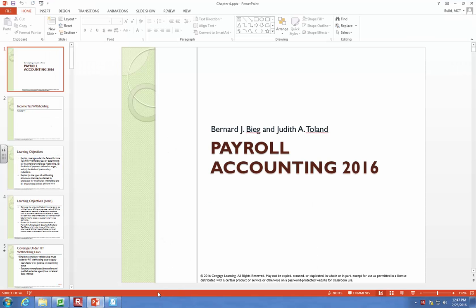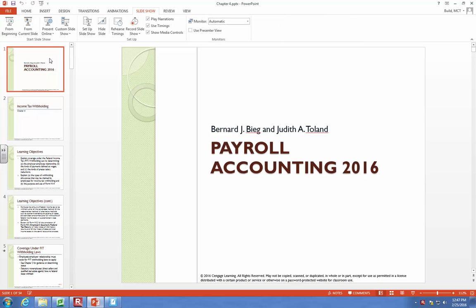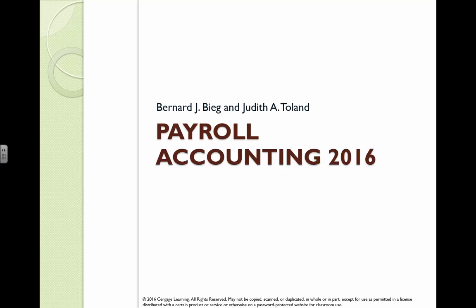So our next item that we are turning our attention to is on income tax withholding. And that's Chapter 4. We're going to take a couple days to go through this. As in the last chapter, there's a lot of introduction and overview, and then we jump into the calculations.